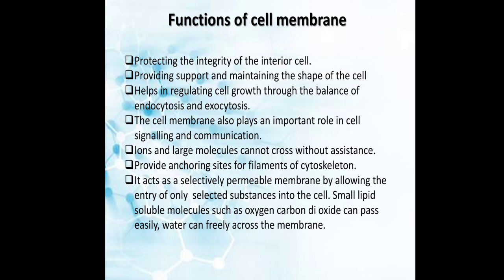Ions and large molecules cannot cross without assistance, as we have seen through transport. Provide anchoring sites for filaments of cytoskeleton. It also acts as a semi-permeable membrane by allowing the entry of only selected substance into the cell. Small lipid molecules such as oxygen, carbon dioxide can pass easily. Water can also freely move across the membrane. So now finally we have come to an end of cell membrane, and next what we are going to study is a detailed view of our cell wall.